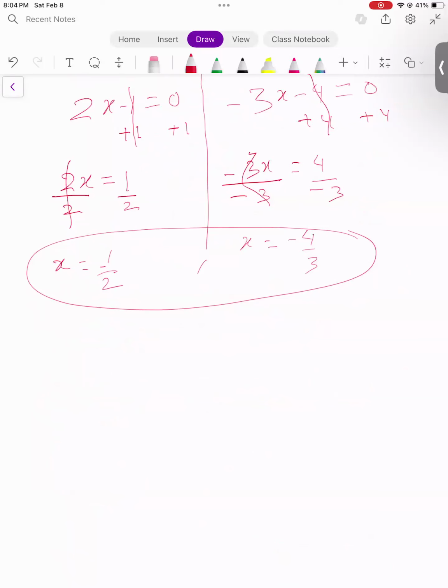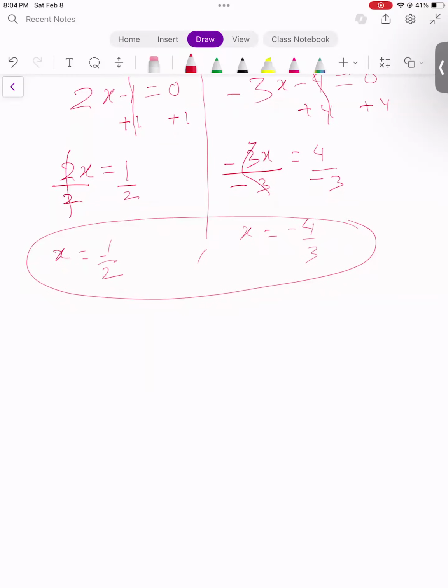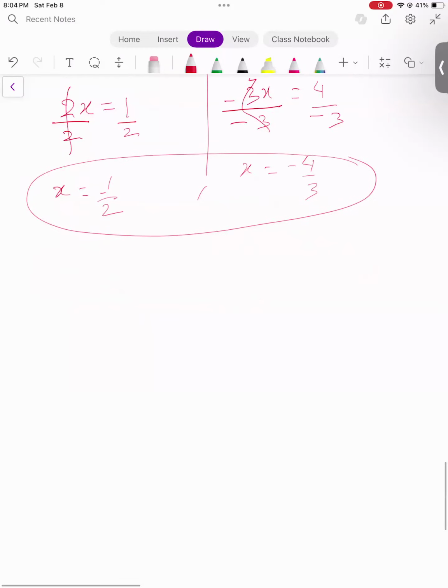Any more? Okay, so let me go to the next one. So this is number 12. So 13, 15, 16. Okay, so we have 13, 15, and 16. In 13, excuse me, 15 and 16, you are asked to use the completing square method.